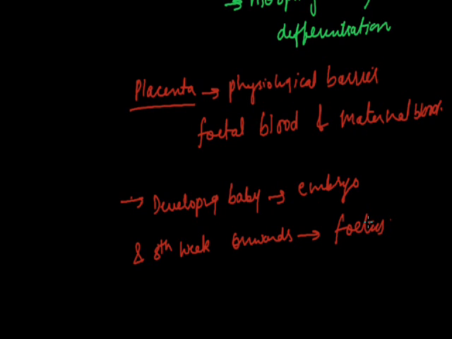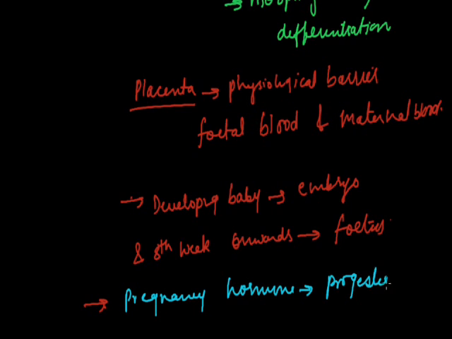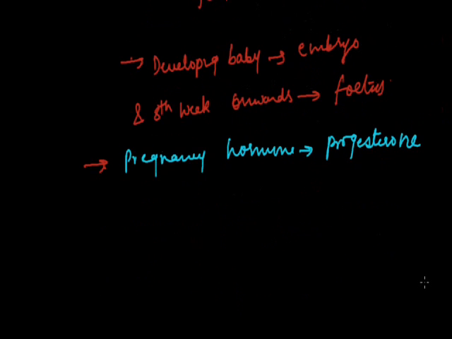Pregnancy is mainly maintained by progesterone hormone, so it is called the pregnancy hormone. Progesterone is the only hormone which is responsible for maintenance of pregnancy. The last step of this process is parturition. Parturition, actually, is the expulsion of fully formed young one from the mother's uterus.